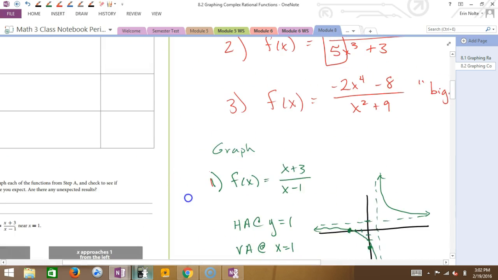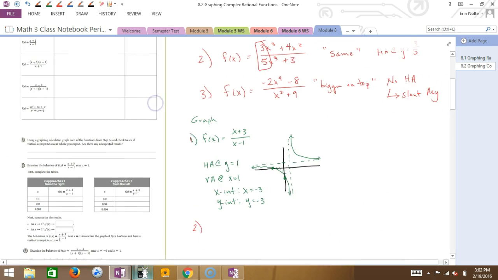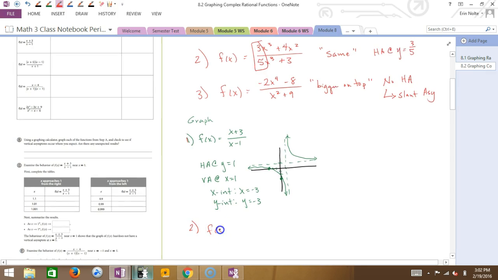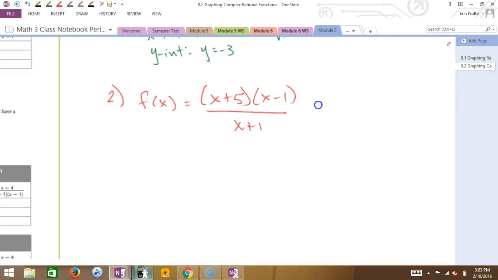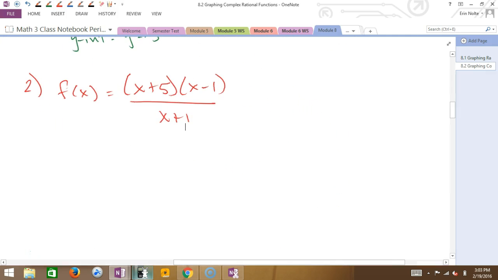All right, so the other one they give to me up here, oh, I like this form. Let's see, they say my function is x plus 5 times x minus 1 over x plus 1. Okay. All right, now this one looks a little bit different.